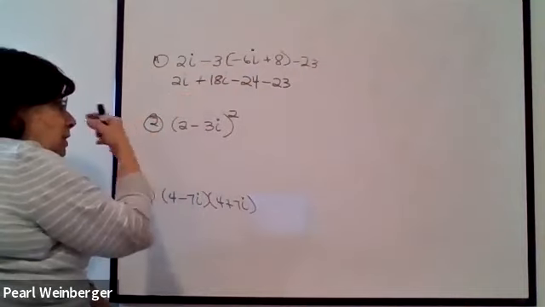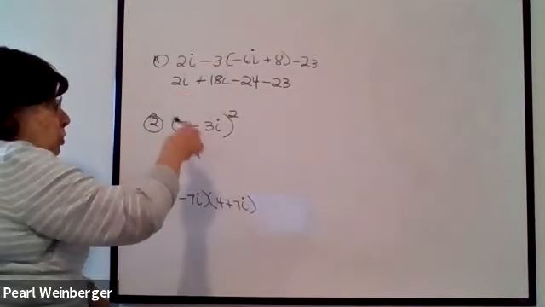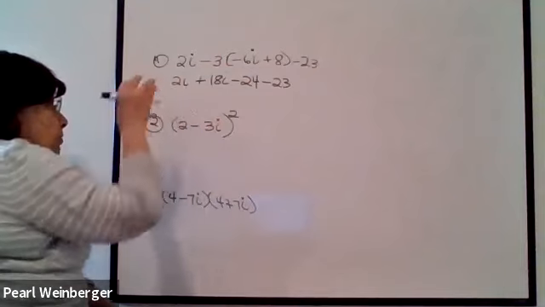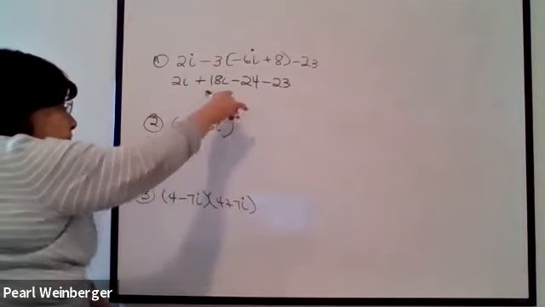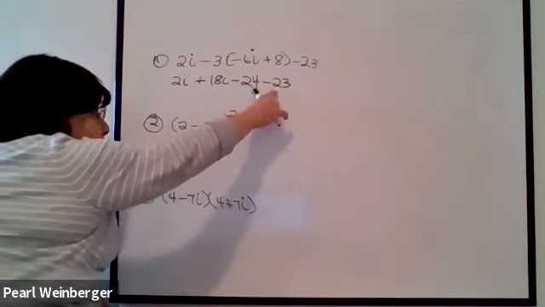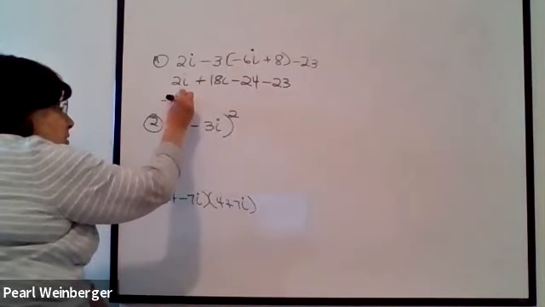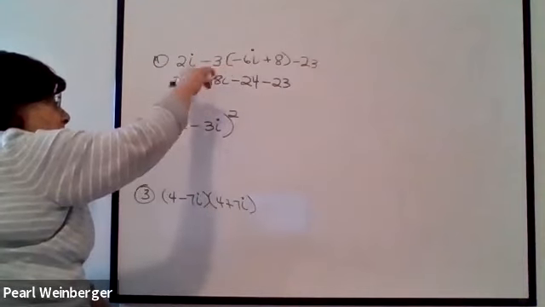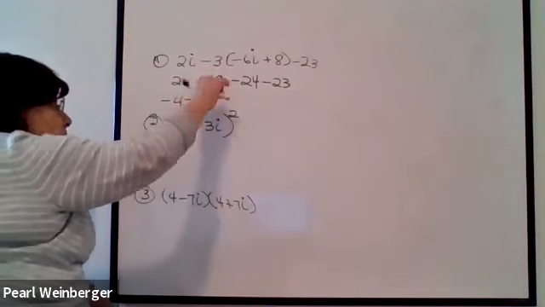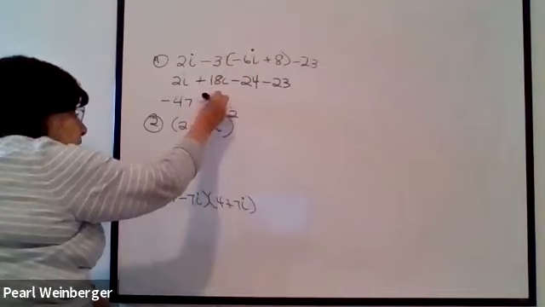When we want to write things in a plus bi form, we always want to put the numbers without the i first, which is the negative 24 combined with a negative 23, which is negative 47. And the i second, 2i plus 18i is plus 20i.